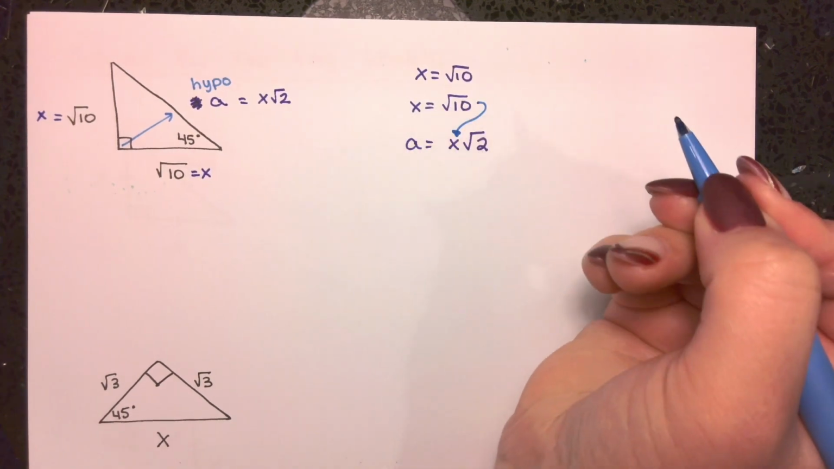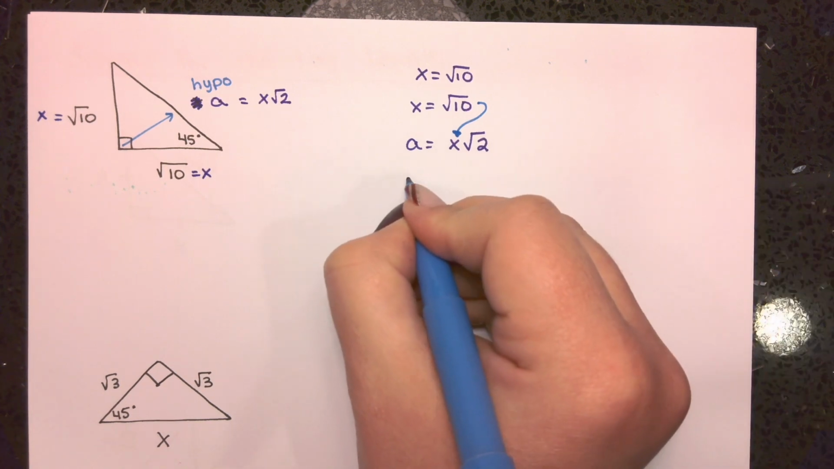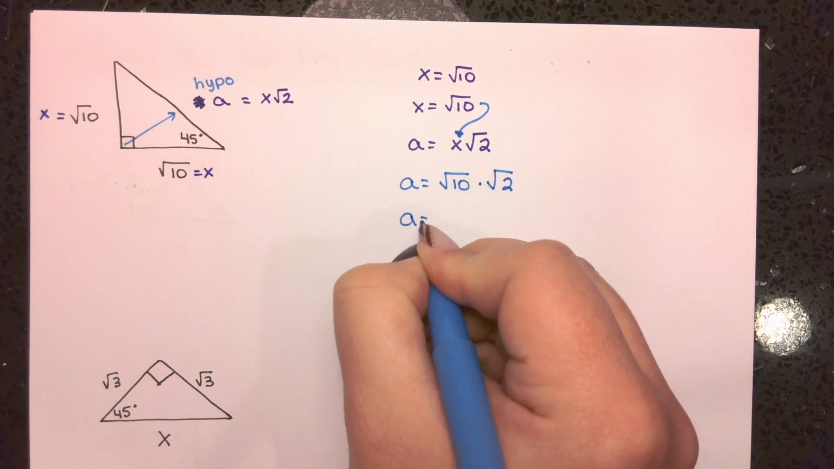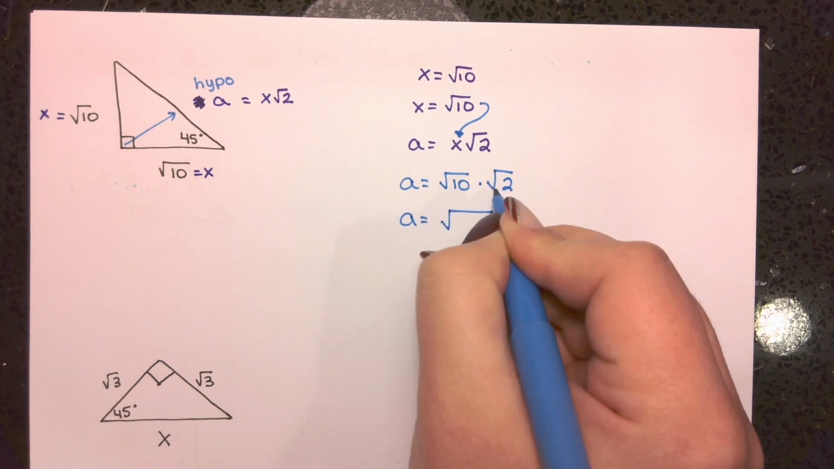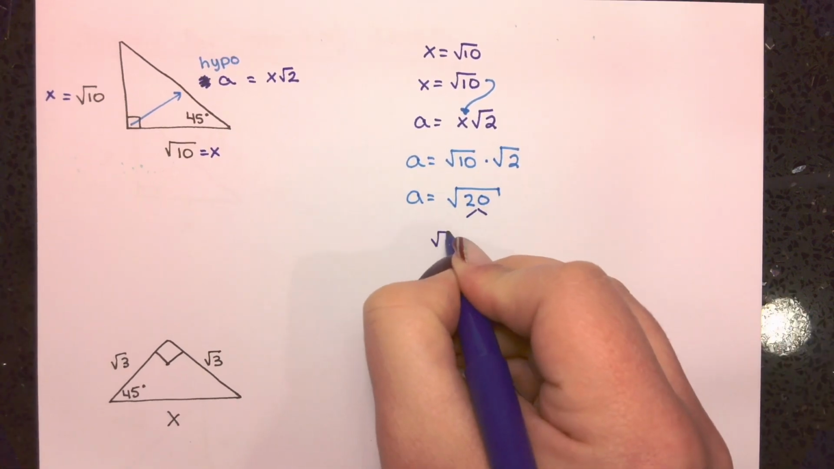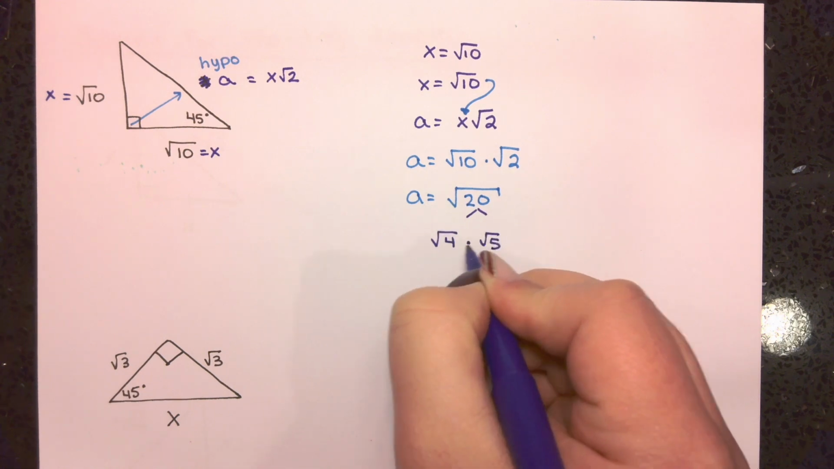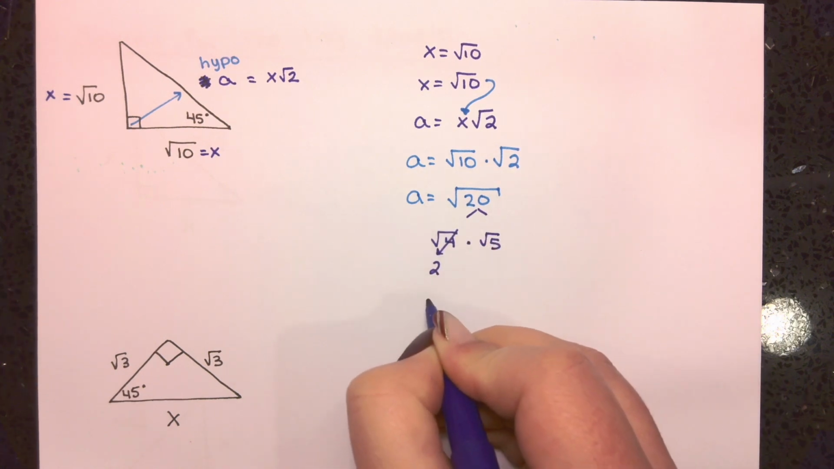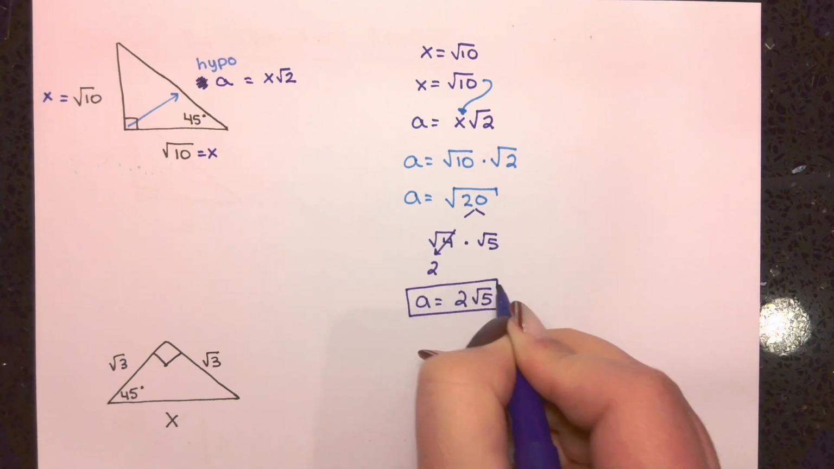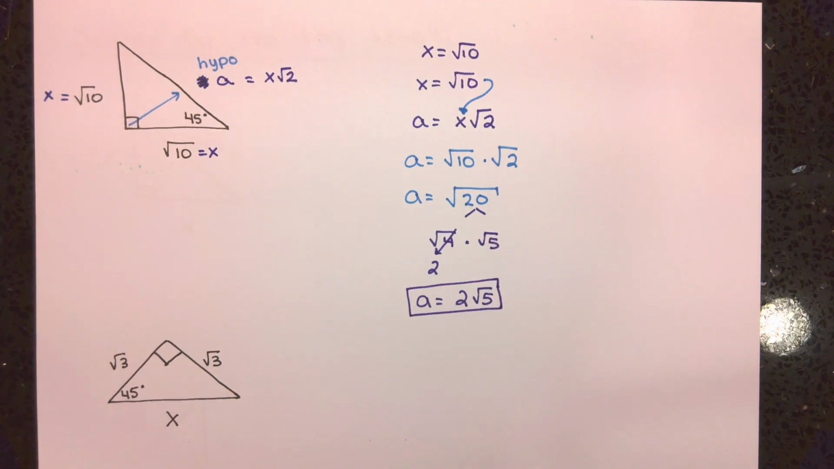So we have x is root 10, so we don't really need to solve for x. We're just going to replace, multiply, and then simplify. 10 times 2 is 20. And 20 can be split up. So I can do square root of 4 times square root of 5. Square root of 4 is 2. So that means my hypotenuse is 2 root 5. Now here's super duper important: yes, you must simplify. No, you cannot give me a decimal as an answer. If you give me a decimal as an answer, it will be marked wrong.